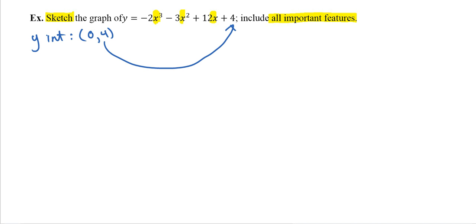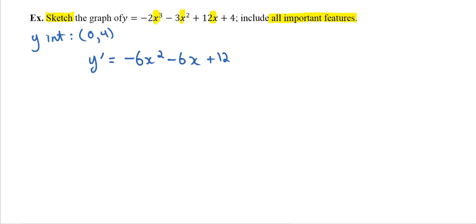Okay. So after this, I need to take my first derivative and my second derivative. I need to find where I have a relative max and a min, and I may also want to find my intervals where I'm concave up and concave down. All right, so let's go ahead and take the first derivative now, because if I take the first derivative, I can find my critical numbers. So this is going to be negative 6x squared minus 6x plus 12.